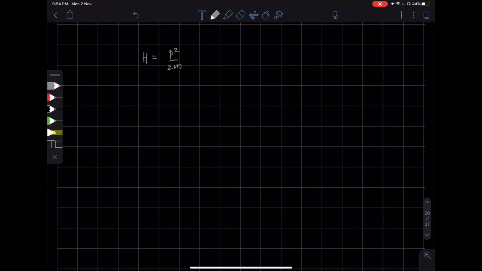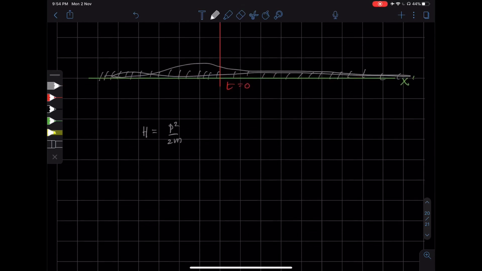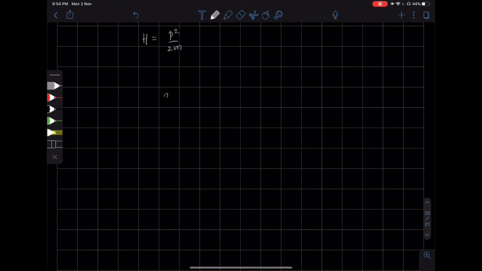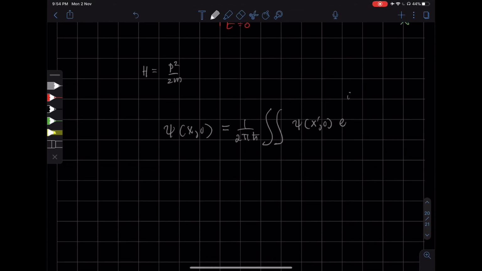So one thing we can do is look at this and use the Fourier integral theorem, phi of x at 0. The Fourier integral theorem tells us that this would be given by 1 over 2 pi h bar, the double integral of phi at x prime, 0, e to the power i by h bar, p times x minus x prime, and then we have the integral over dp and dx prime.